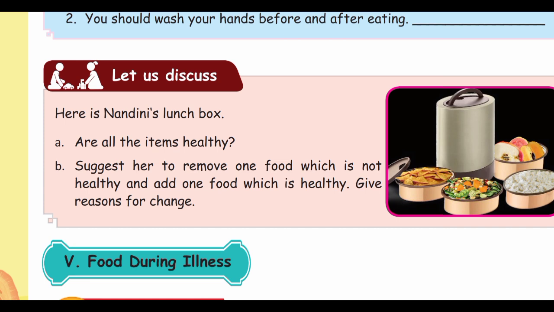So we will remove the fourth box and we can suggest her with chickpeas. Okay, chickpeas or green peas, dry or fresh. Okay, you can make any recipes out of that and we can suggest her to eat. It will provide us more protein and fiber which is good for our health. So let's suggest Nandini to take chickpeas instead of that chips.